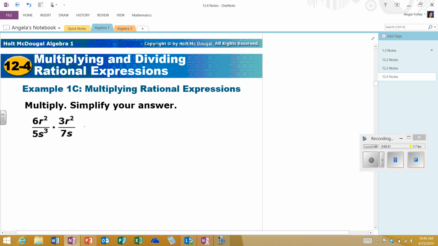All right, so now if I multiply straight across, I'm going to get 18, and then the r squared times the r squared is r to the fourth, over 5 times 7 is 35, and then s to the third times s is s to the fourth. There's nothing I can simplify out of here, so we are done.